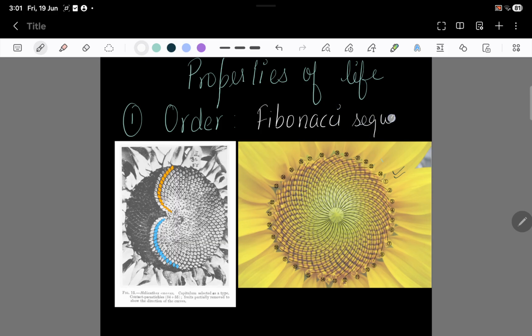What are Fibonacci numbers or sequence? See, if I say 1, the next number is 1, then the third number is the sum of the previous two numbers. So 1 plus 1, 2. The next is the sum of the previous two numbers: 1 plus 2, 3. Then 2 plus 3, 5. Then 5 plus 3, 8. Then 8 plus 5, 13. Then 13 plus 8, 21. Then 34, 55, 89 and so on.